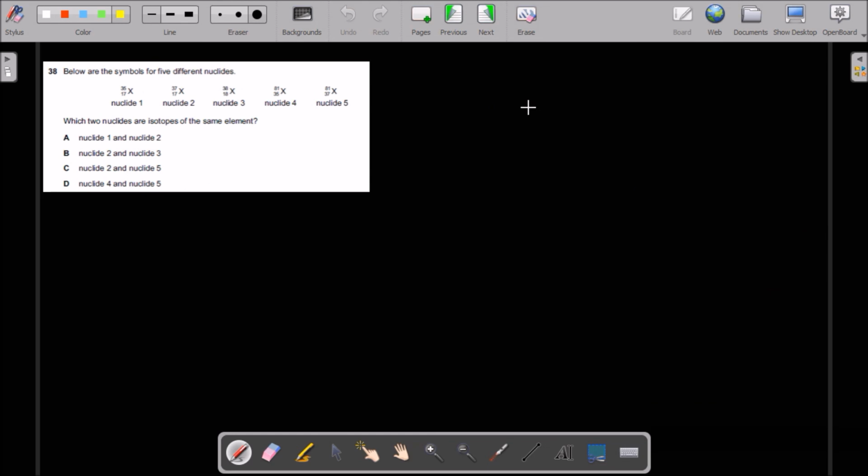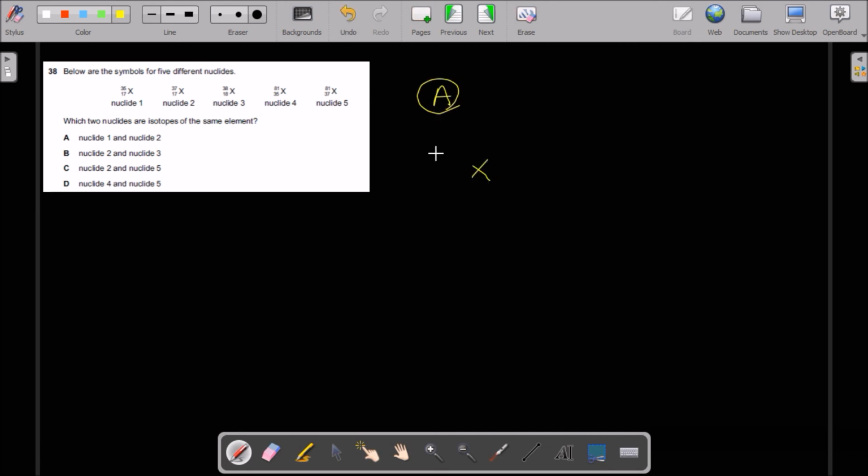Question 38. Below are the symbols for 5 different nuclides. Which 2 nuclides are isotopes of the same element? We know that isotopes have the same proton numbers and different neutron numbers. Based on this, if you look at these 5 different nuclides, you can see that number 1 and number 2 are isotopes. That's why A will be right.